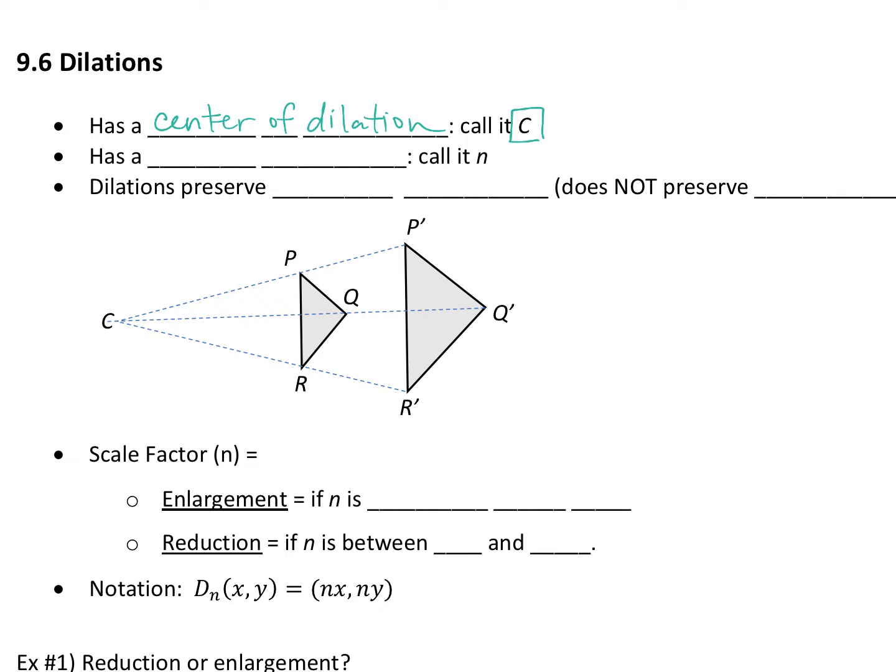It also has a scale factor, and you guys have done scale factor quite a bit. This is what those questions 38 and 39, 34 and 35, the questions from last night's homework dealt with, scale. That's why we threw those in there. We call our scale factor N, okay?